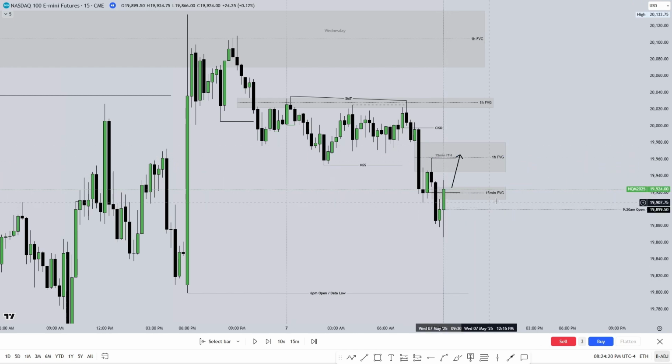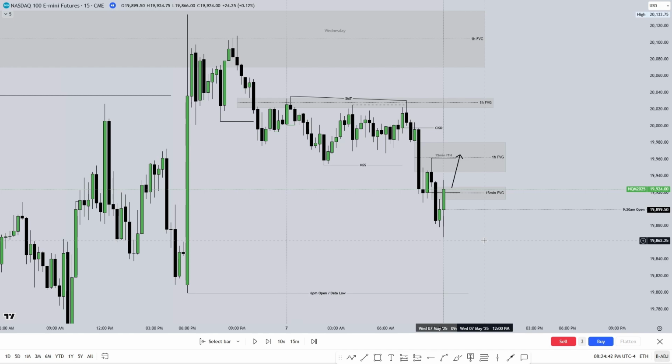Why am I looking for a manipulation higher? It is based on time. Okay, so time and price are aligned. At the 9:30 a.m. open, what can we expect pretty much every single day is some kind of manipulation to happen right off the bat, anywhere in the opening range from 9:30 a.m. to 10 a.m.